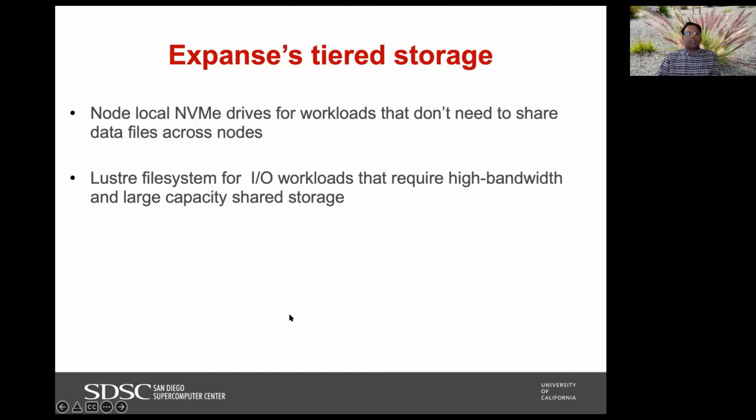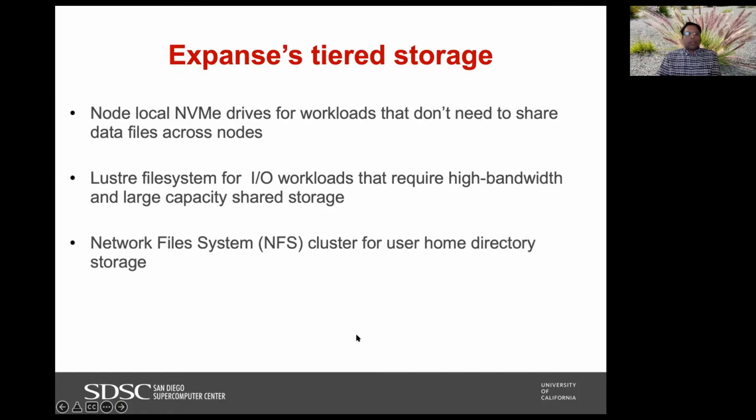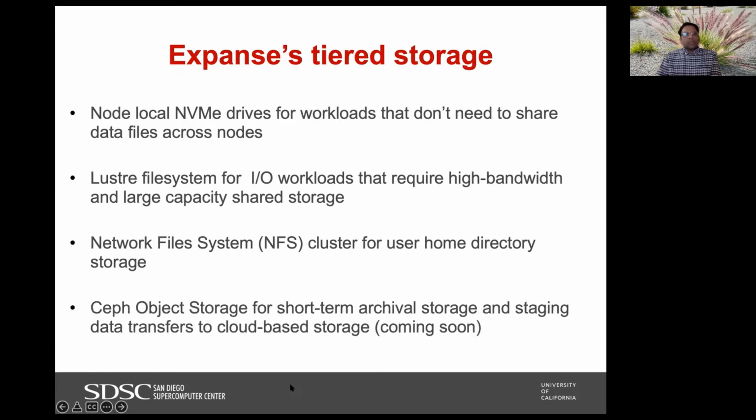So that's where you would use a Lustre file system for large capacity of shared storage. It's Lustre, and I'm going to go over some of the details of the architecture. It's good for certain kinds of workloads and specifically high bandwidth and large block IO. And I can talk about that a little bit more when we go into Lustre file system details. And then there is an NFS for user home directory storage. The Ceph object store would be for short-time archival storage and also staging data transfers to cloud-based storage. As I mentioned, it's coming soon.